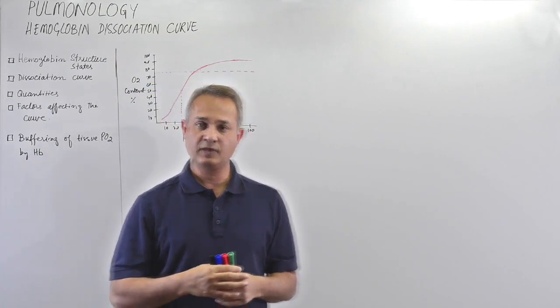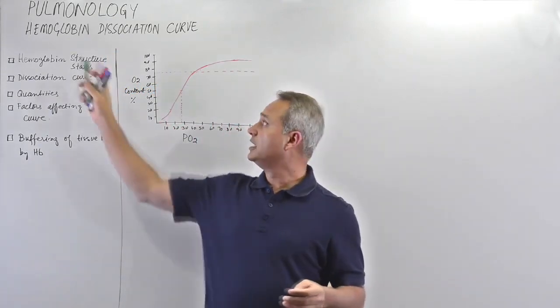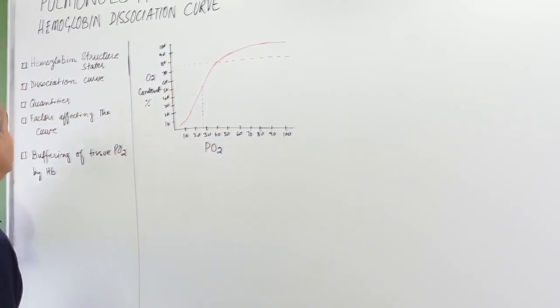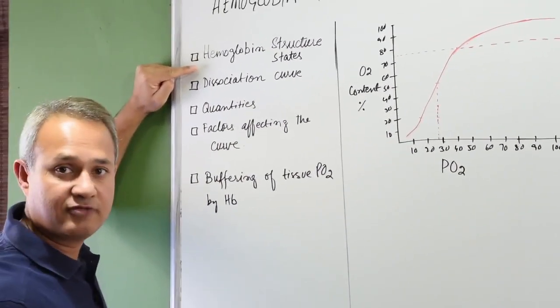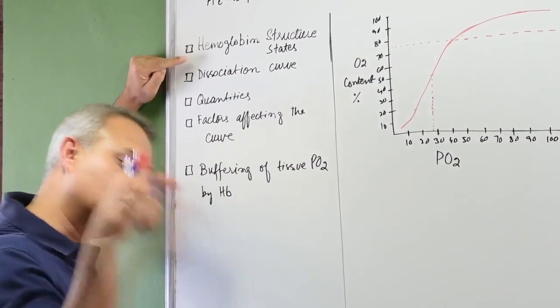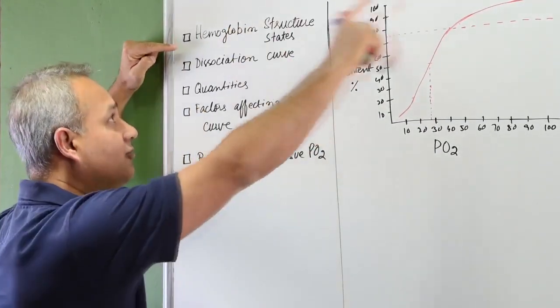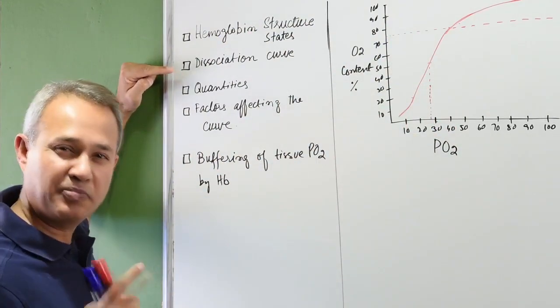Guys, we're continuing with the pulmonology. The lecture today is hemoglobin dissociation curve or hemoglobin association curve. Actually, it is association and dissociation curve. The topics that we'll cover today are, number one, the structure of the hemoglobin, because it is the structure of the hemoglobin that imparts the properties of the dissociation curve. Then we'll look at the dissociation curve itself and see what it means.